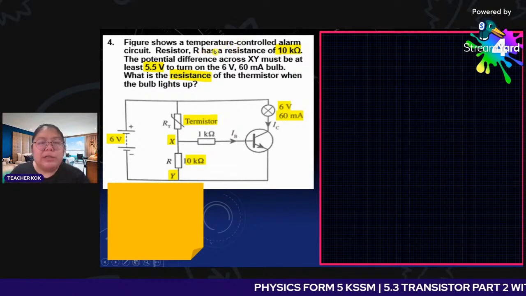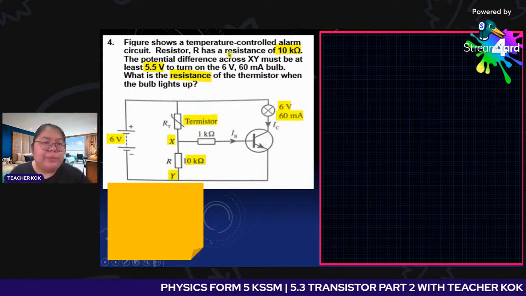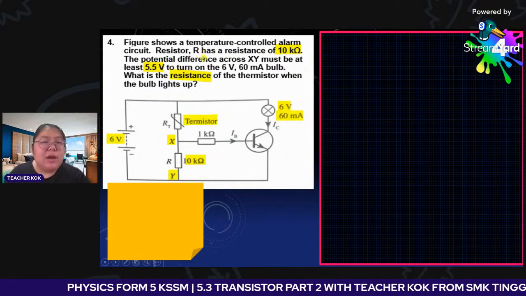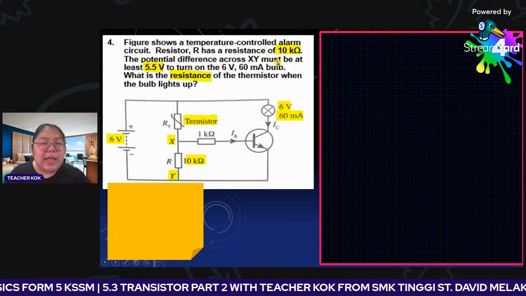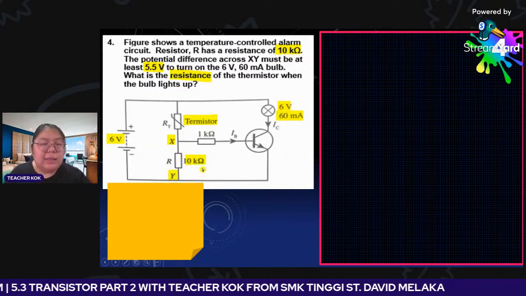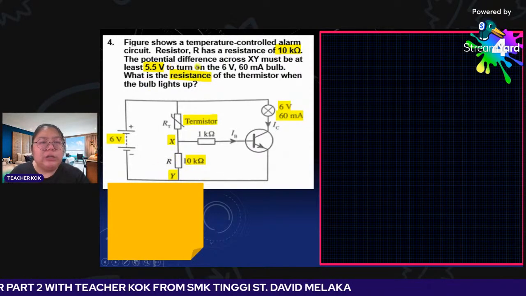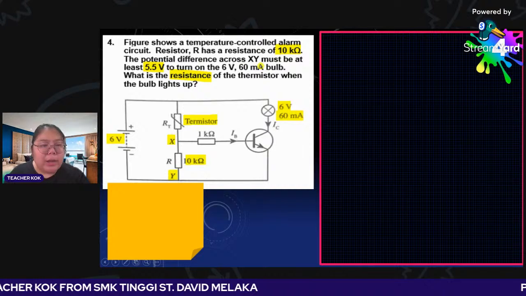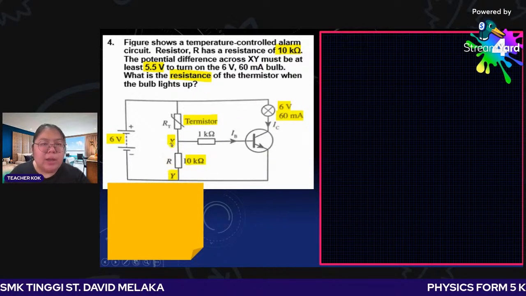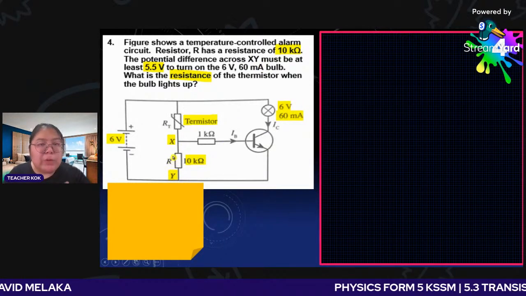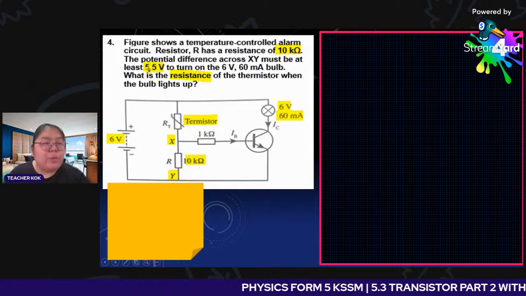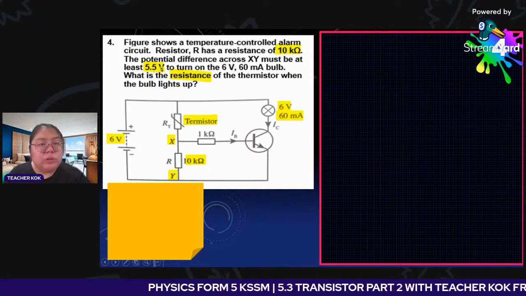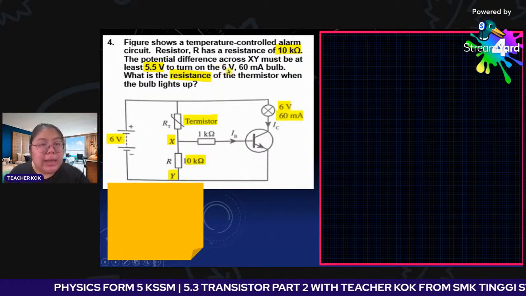Okay, I show about the temperature control alarm circuit. Now the resistor R has the resistance 10K. This one, 10K. The potential difference across the XY. Where's the XY? This one, XY. So we call it V2. V2 is at least 5.5 volt if you want to turn on the lamp, turn on the light.